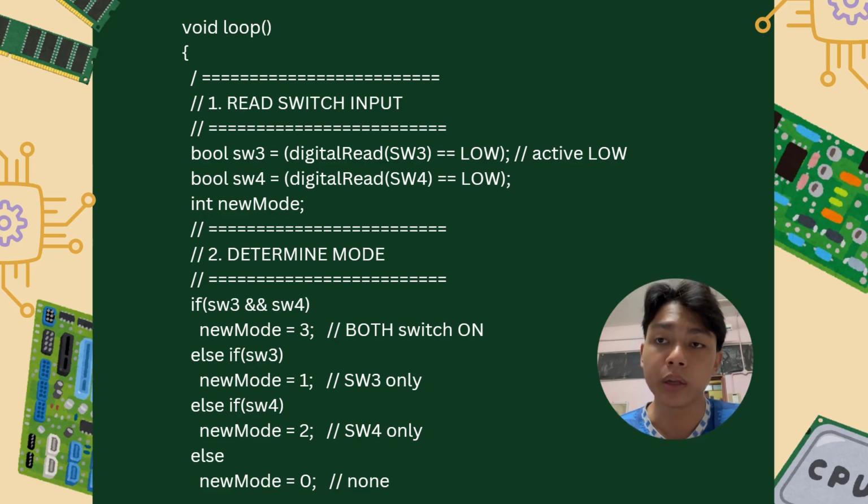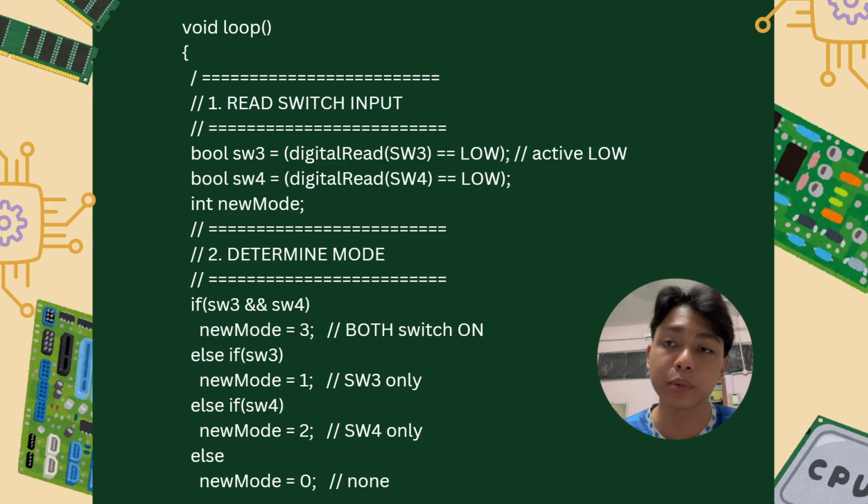For int newMode, this creates a blank temporary storage container. Its only job is to hold the mode number if we decide to go to the next step. For the next code, we have if (SW3 && SW4) newMode = 3. It checks if both switches are pressed simultaneously, and if true, it assigns mode 3, and it establishes a priority system.